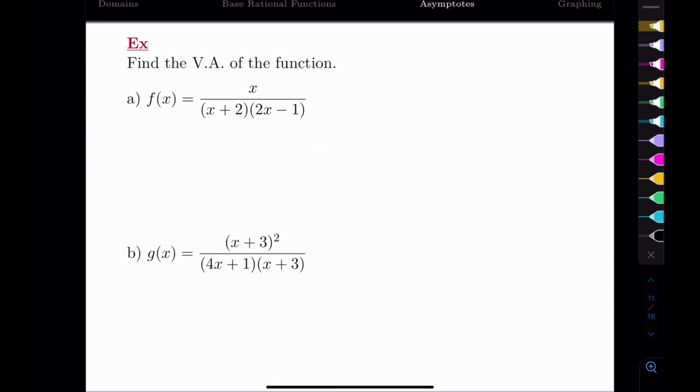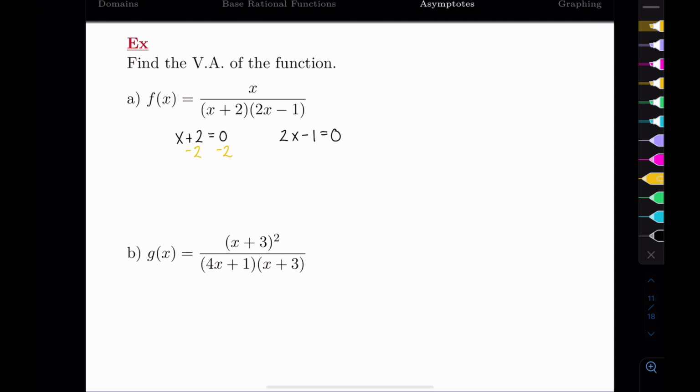So let's try a couple examples. We want to find the vertical asymptotes of both of these functions. In our first one, it's already completely factored for me. There is nothing in common to the top and the bottom, so there are no factors in common to the two. So I'm going to set this denominator equal to 0. Our vertical asymptotes are going to occur where x plus 2 equals 0 and where 2x minus 1 equals 0.